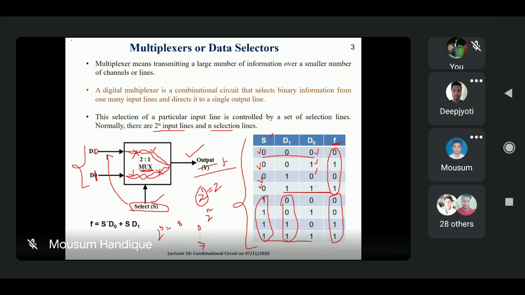Yes, sir. So this way we can design the multiplexer, but there are different types of concepts in multiplexer. That particular part we'll discuss later. Just you know the basic construction of the multiplexer, how the multiplexer actually works.